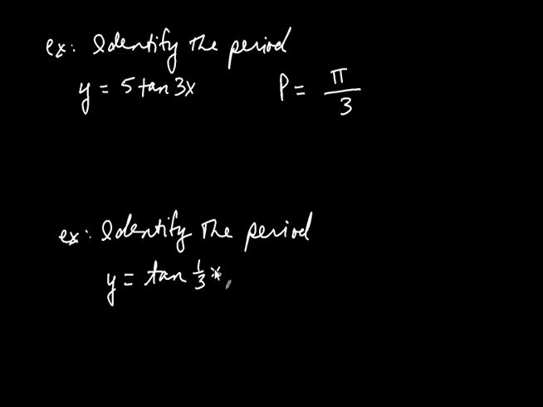Okay, one more here. The period of this function, tangent of 1/3 x. So the period is going to be the old period of tangent, which is pi, as we're going to see, and you divide it by whatever you're multiplying x by, so by 1/3, and you get 3 pi. That's the new period of this function. Okay, so that's how we identify period, and we're going to be using that when we begin graphing. Until next time.